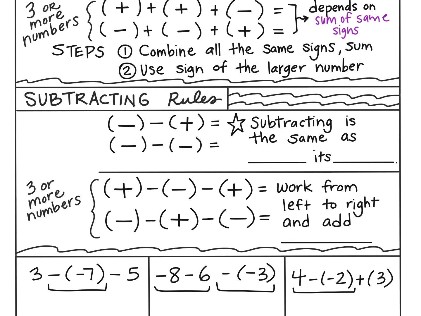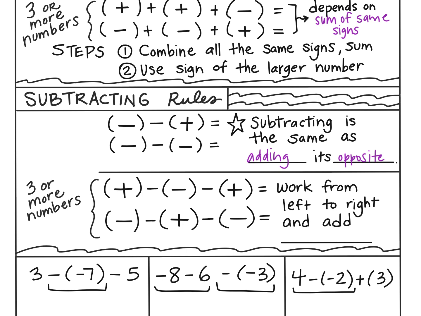All right, so subtracting. It's kind of similar. Subtracting is the same as adding its opposite. So don't forget, when we subtract integers, we are basically adding its opposite. So what happens when I have 3 or more that I'm working with? All I want to do is just work left to right.